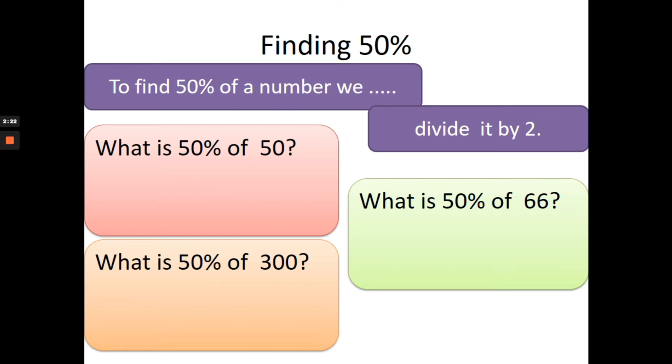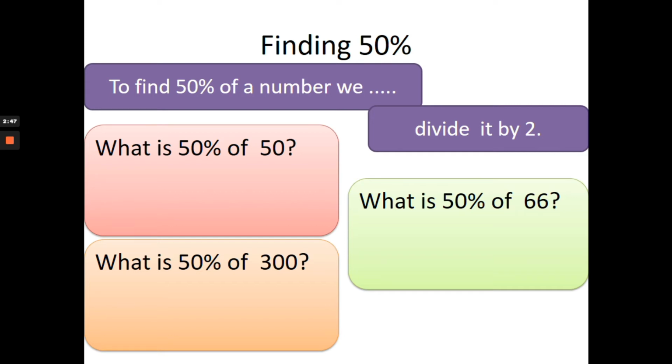We're now going to move on to how to find 50%. So to find 50%, we divide it by 2, and that's the same as halving something. So for question 1, what is 50% of 50? You can either halve 50, or you can divide it by 2. So how many 2's go into 50? That's 25, or if you halve 50, that also becomes 25.